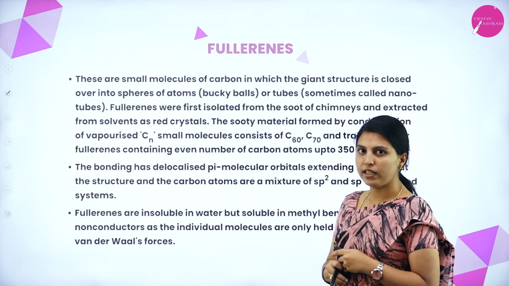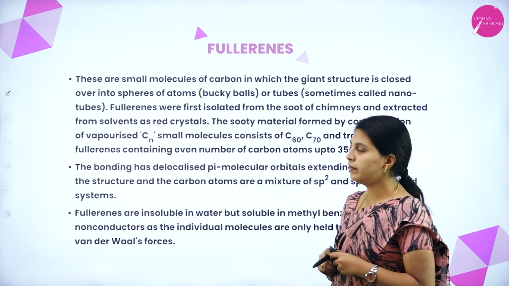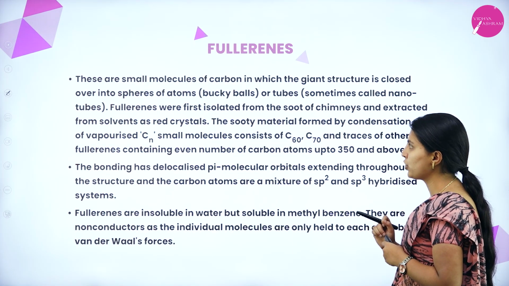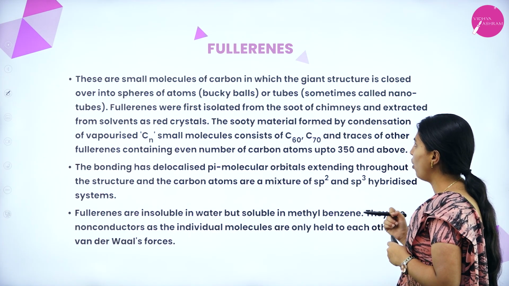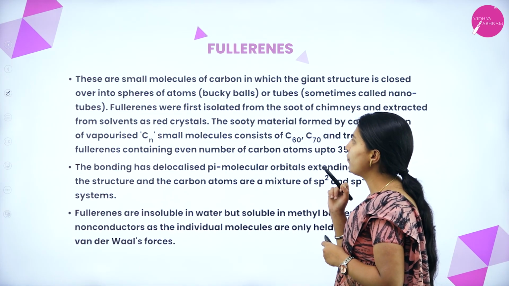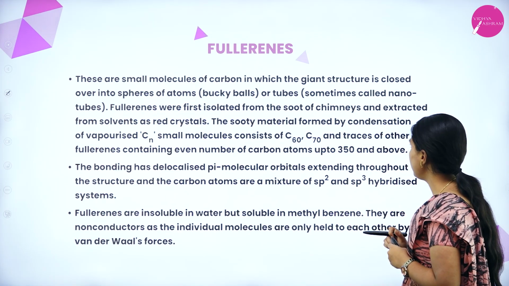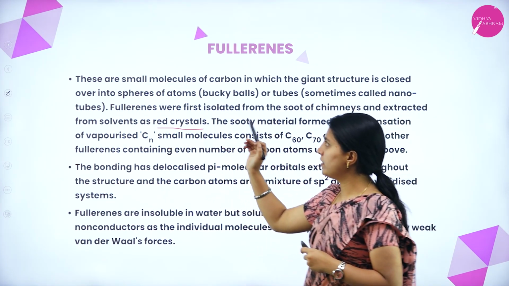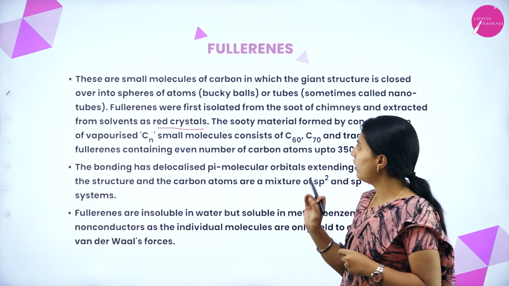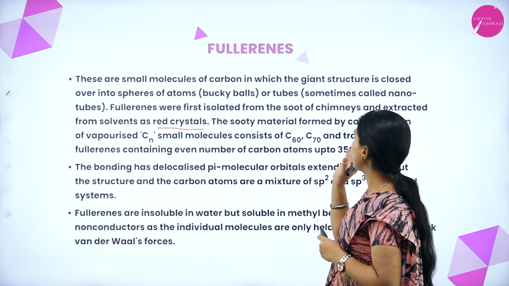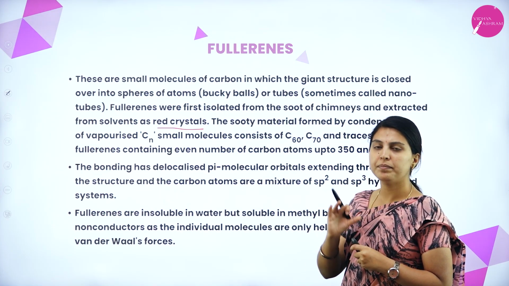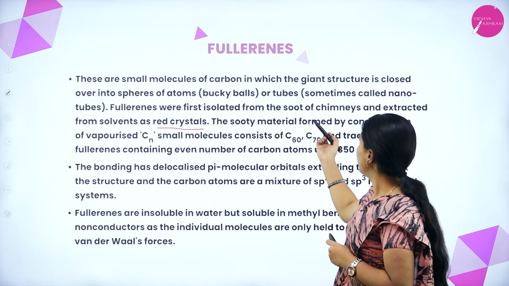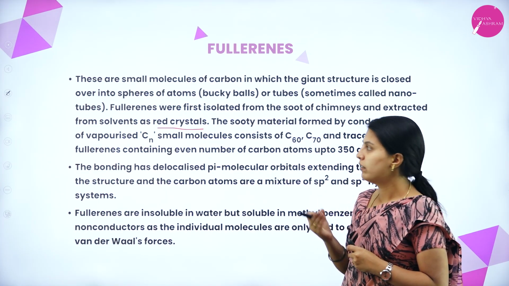Next is fullerenes, which is the third allotropic form of carbon. These are small molecules of carbon in which the giant structure is closed over into spheres of atoms or tubes. Fullerenes were first isolated from the soot of chimneys and extracted from solvents as red crystals. These are small molecules, not a giant molecule. From the small molecules of carbon, the structure is formed as spheres of atoms. But it was first extracted from the soot of chimneys as red crystals.